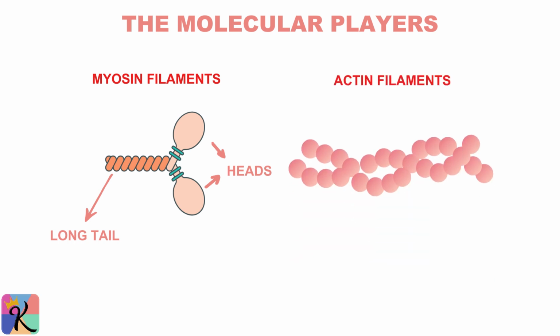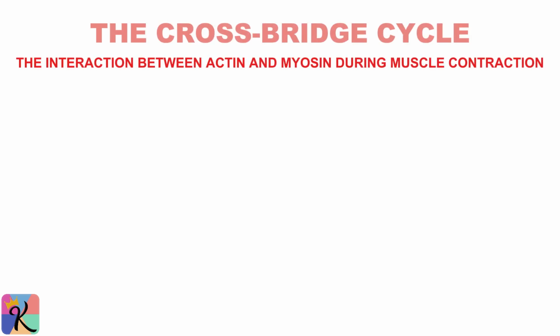On the other side, we have the actin filaments. The thin filaments look like two strands of pearls twisted around each other. Each pearl is a G-actin protein, and each one has a specific site where a myosin head can attach. The interaction between actin and myosin during muscle contraction is called the cross-bridge cycle, and it involves several steps.